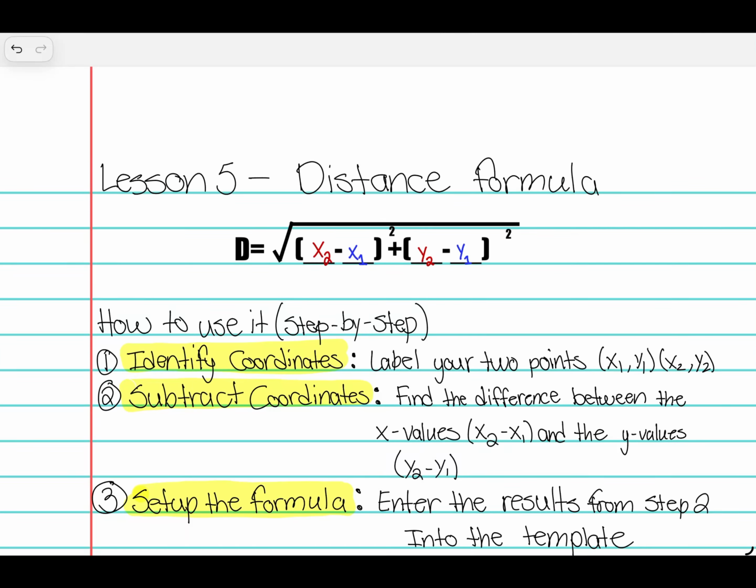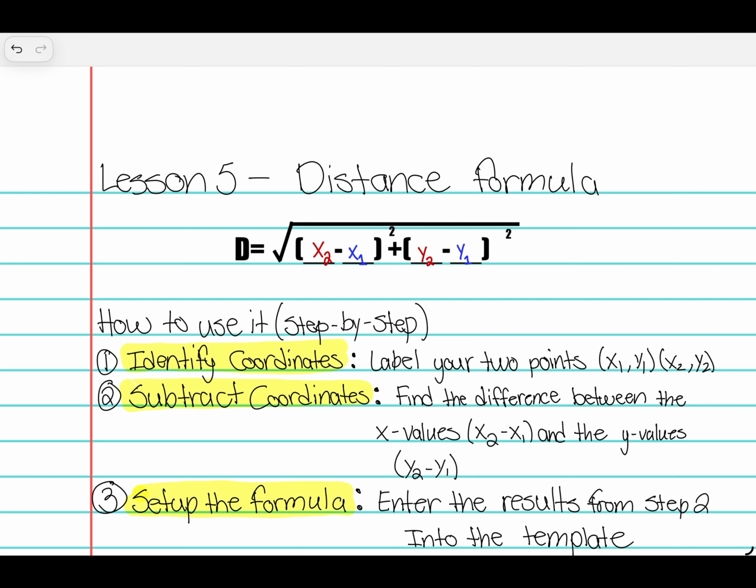All right, class. So in today's lesson, we're going to be looking at the distance formula. Now, just looking at what distance is: how far 2 points are from each other on a coordinate plane. Okay. Now, if we look at the actual formula, it does look a little difficult, but what we're going to do is learn how to use it step by step.